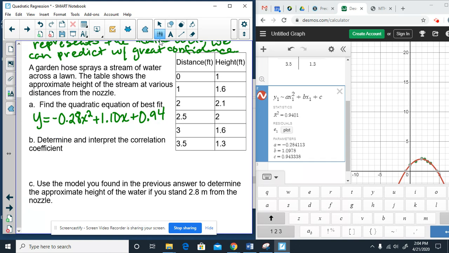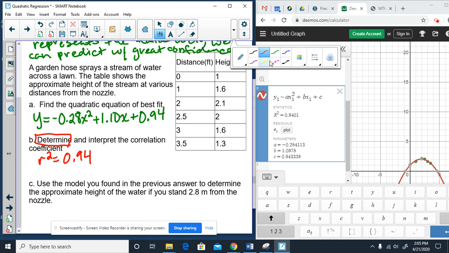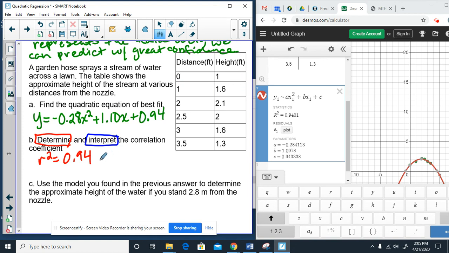All right, next part, to determine and interpret the correlation coefficient. So let's determine that. What is that correlation coefficient? That is our R squared. So about 94 hundredths is the correlation coefficient. Is that close to 1? Absolutely it is. So with our interpretation, we're going to state in some form that it represents the data, and we can use this model with confidence to answer questions related to the stream of this garden hose.